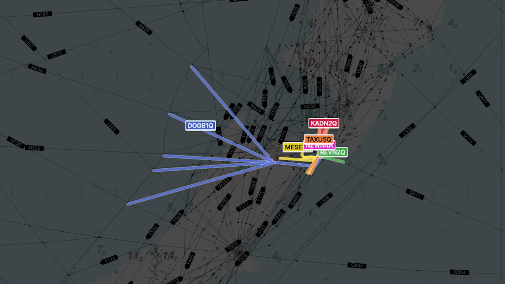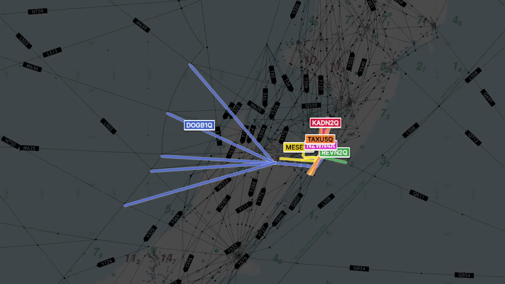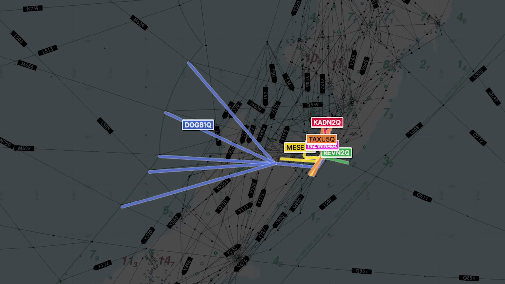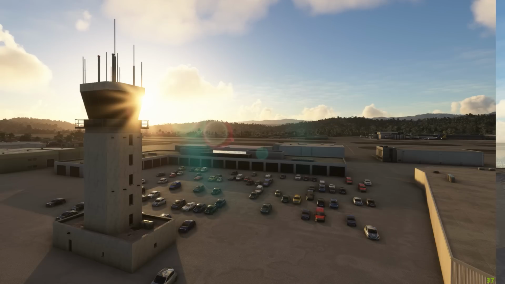A SID, or Standard Instrument Departure, is like a train station that has many tracks going in and out of the station. That's essentially what a SID is. It is a way to organize air traffic in a methodical way, controlling when and where airplanes will reach certain waypoints. This helps ease ATC and pilot workload alike. Let's jump into the DP.